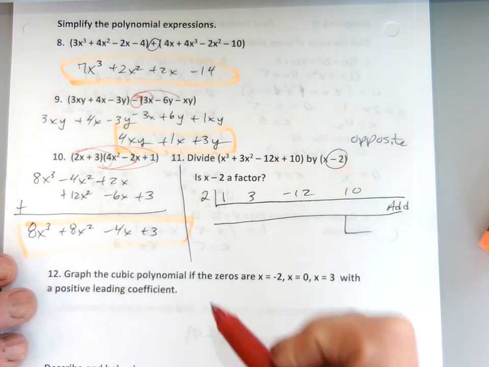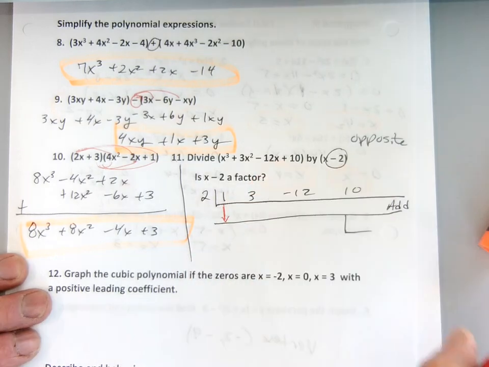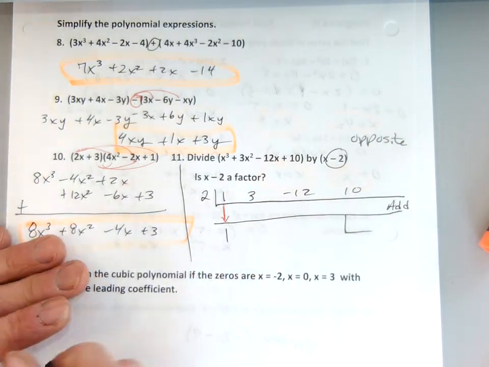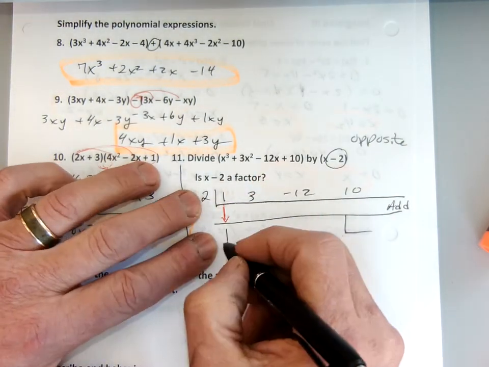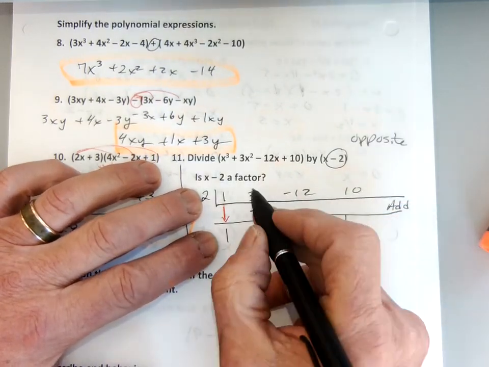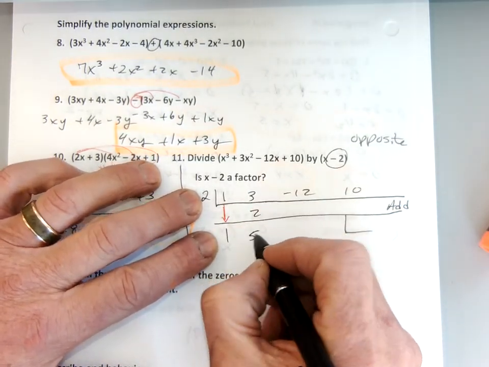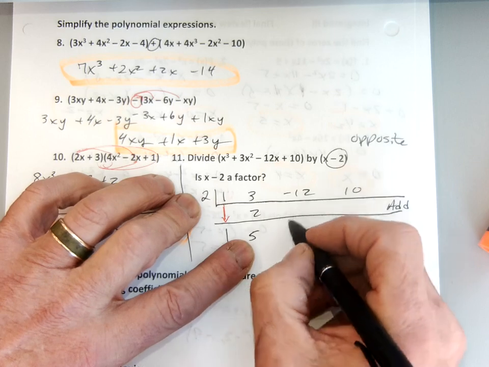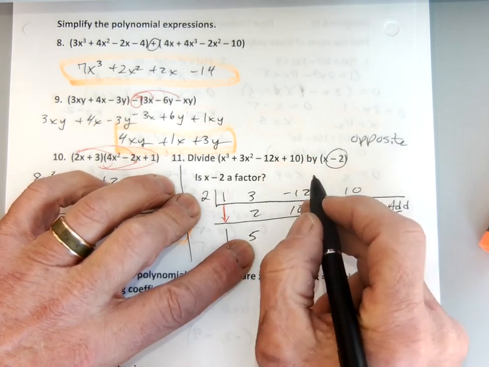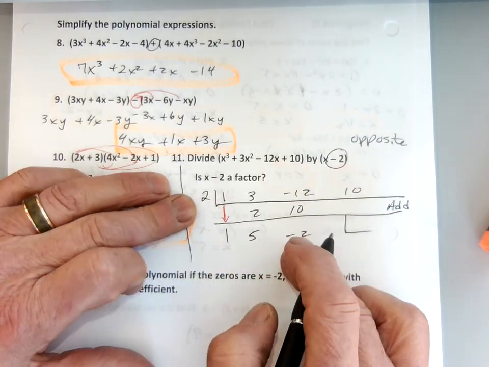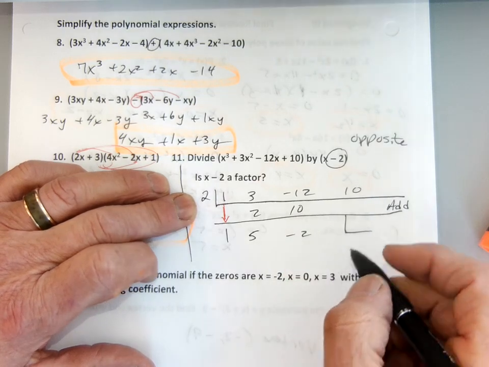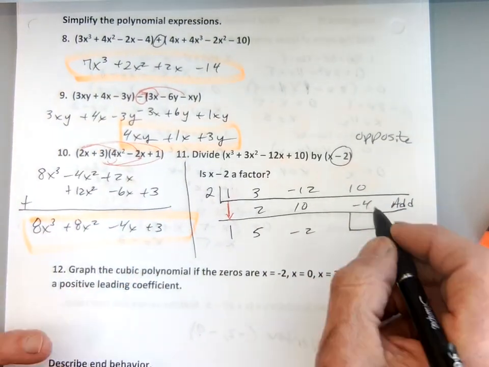And here's what I do. First step, bring down the first term, and then we multiply, right? 1 times 2 is 2, and then we add. 3 plus 2 is 5, then we multiply. 2 times 5 is 10, then I add. Negative 12 and 10 is negative 2, then I multiply. Negative 2 times negative 2 is a negative 4, and then I add and I get 6.